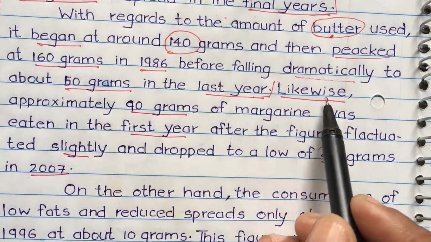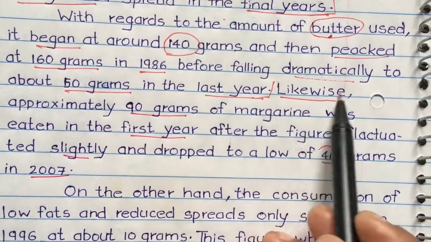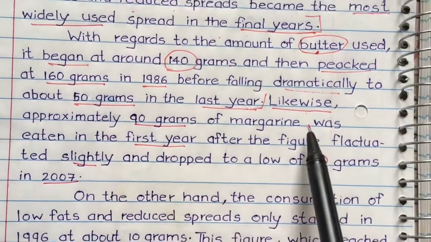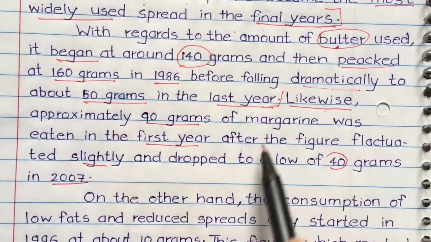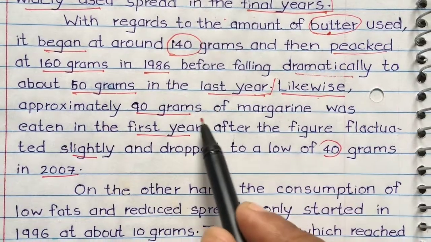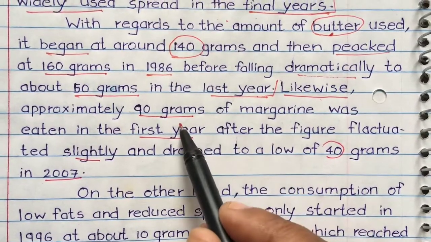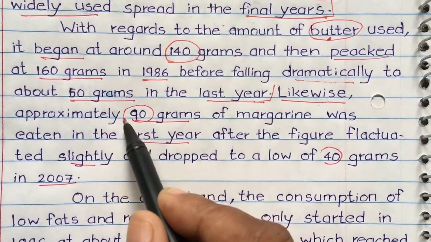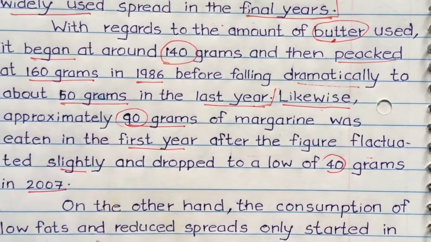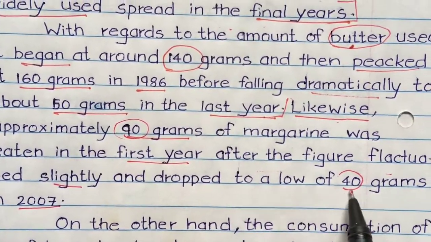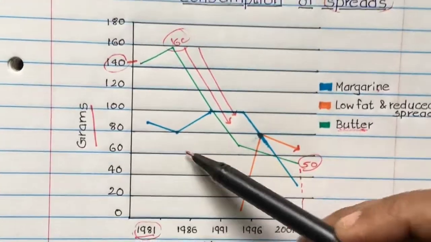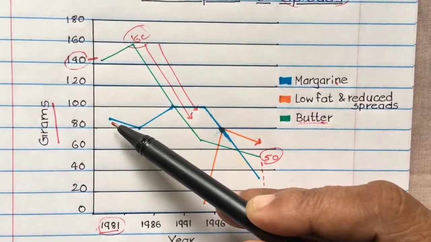So here also, approximately. Why have I said "likewise", similarly? Because it is about butter: first it increased, then decreased. Got it? The similar trend was shown over here with margarine also. So I'm going to talk about margarine. It was approximately 90 in the starting stage, and later it fluctuated slightly and then dropped to 40 grams in 2007. See the blue line, it was around 90 grams.